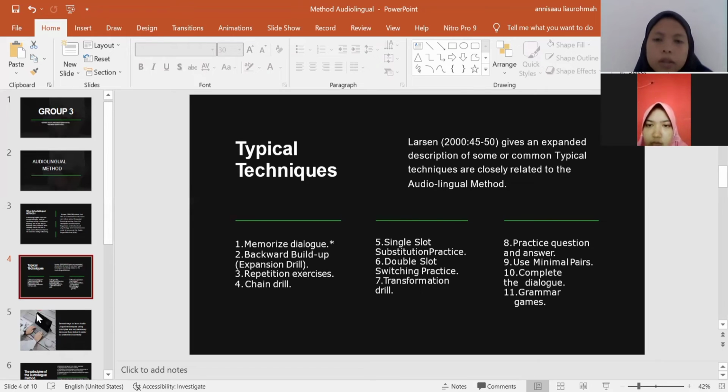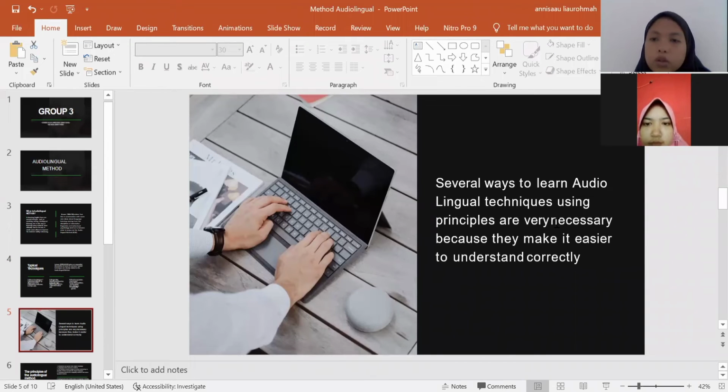Okay, at the next slide. Several ways of learning audiolingual techniques are practical and very simple, because they make it easier to understand correctly. Okay, the next slide will be presented by my partner, Silviana. Time is yours. Okay, thank you very much, Annisa.